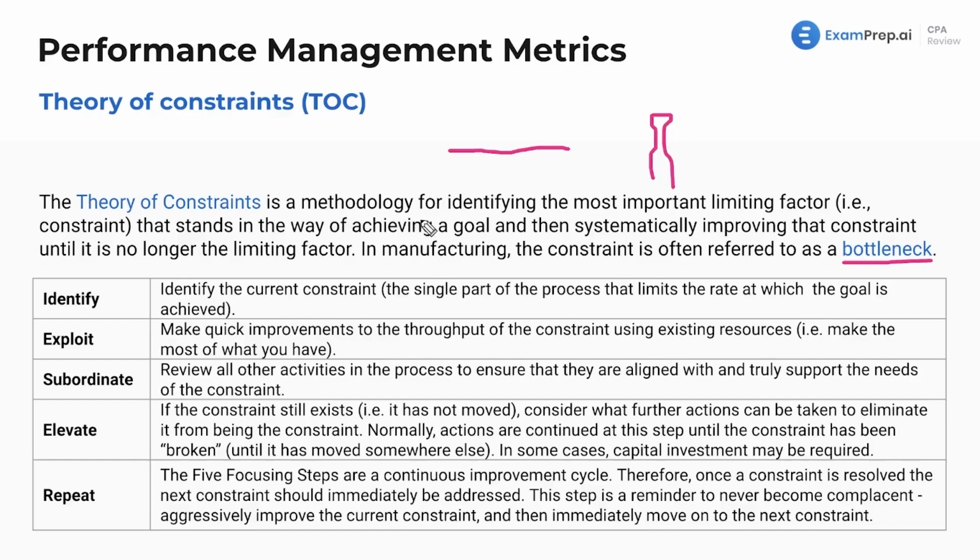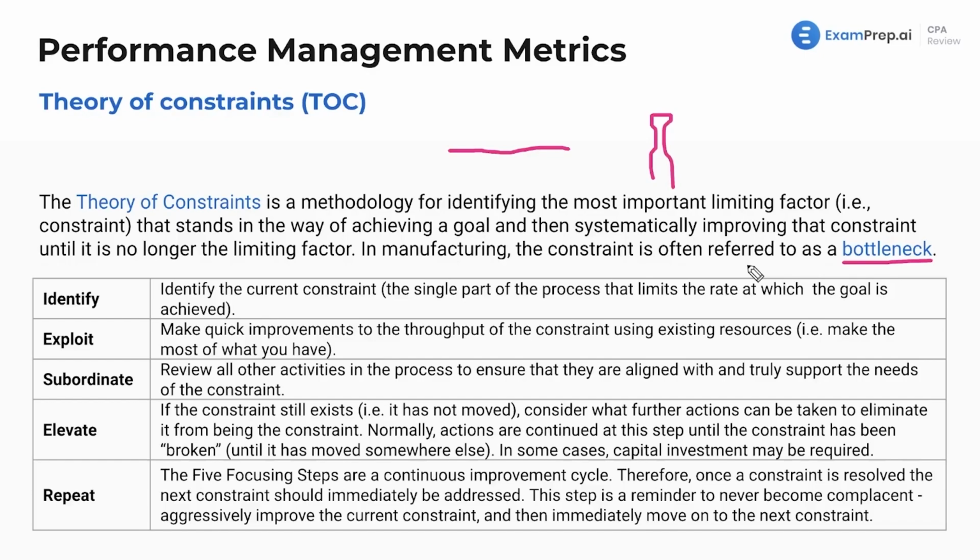So it's a methodology for identifying the most important limiting factor, the most harmful constraint that stands in the way of achieving a goal, and then systematically improving that constraint until it is no longer the limiting factor. In manufacturing, this constraint is also known as a bottleneck.